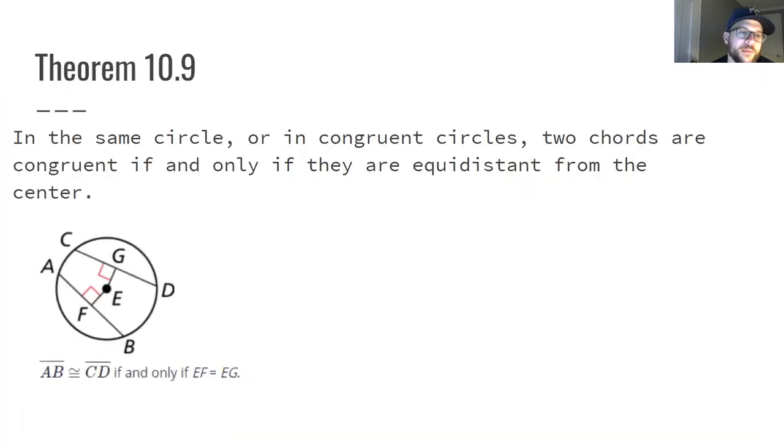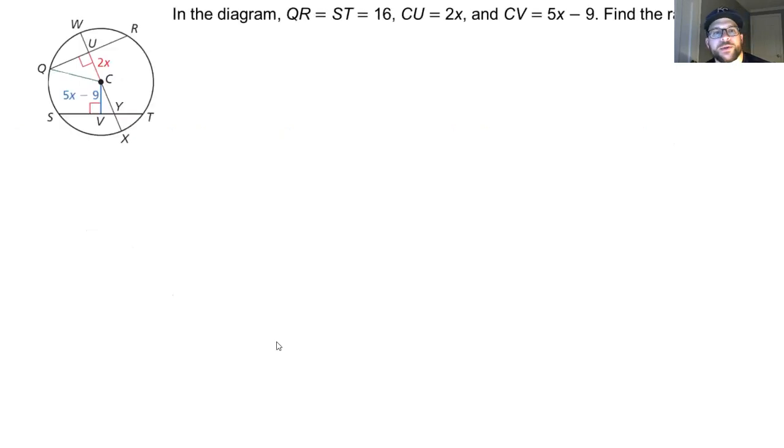All right, last theorem. So in the same circle or in two different congruent circles, two chords are congruent if and only if they are equidistant from the center. So if chord AB is congruent to chord CD, then that means the distance between the chord and the center is also going to be equal.